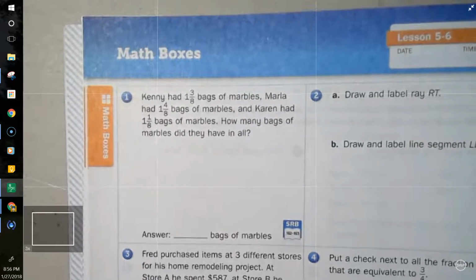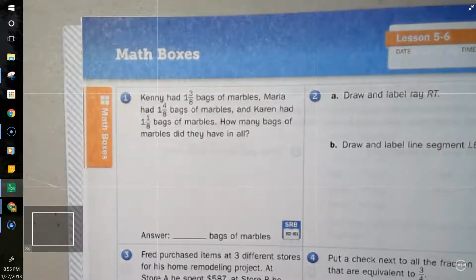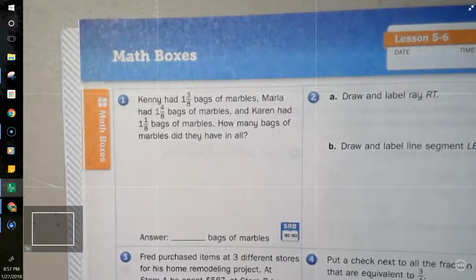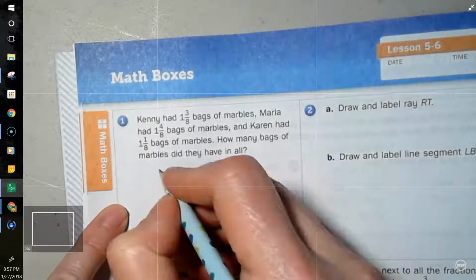Question number 1. Kenny had 3/8 bags of marbles. Marla had 1 4/8 bags of marbles, and Karen had 1 1/8 bags of marbles. How many bags of marbles did they have in all? Lots of different ways we could attack this problem. I'm going to separate out the whole numbers and the fractions to see if that makes it easier for us.